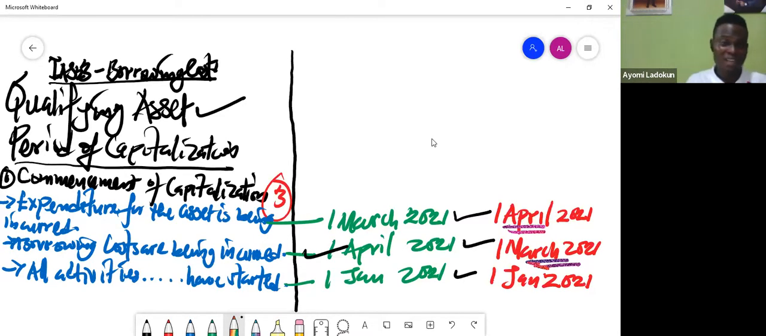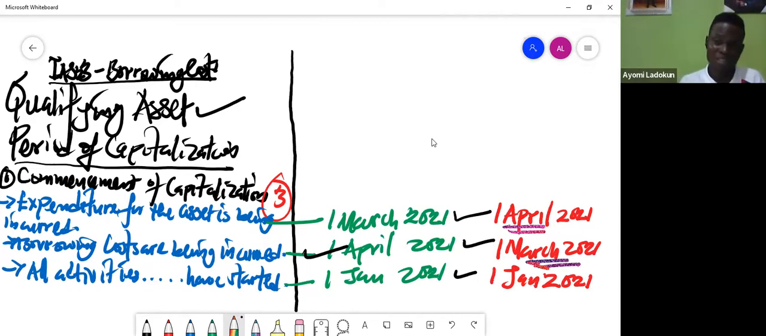I told you earlier that before IAS 23 came on board, interest on borrowing was usually expensed. Then the standard came on board and said part of that interest can actually be capitalized, provided they are related to qualifying assets and certain conditions are met. So this is the issue now. Because expenditure has not started, even though I have borrowed and I'm incurring borrowing costs already, it will be expensed until I start expenditure. Did you see? So I hope it is clear.